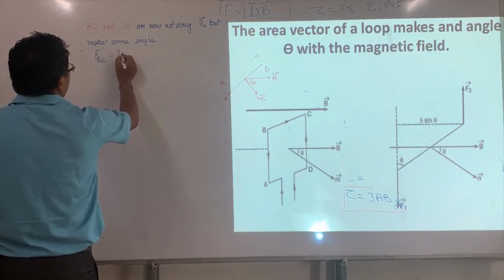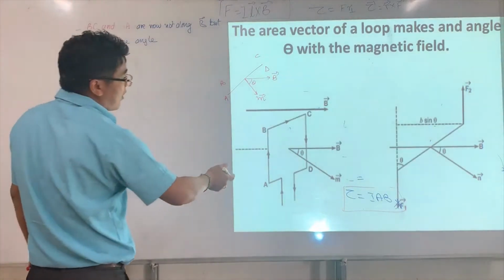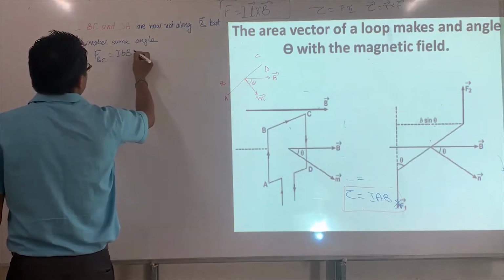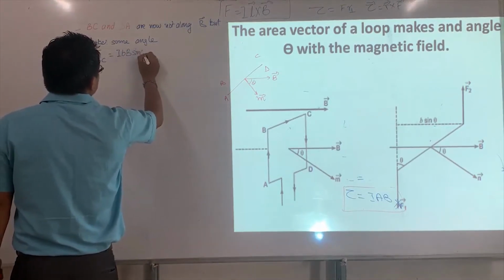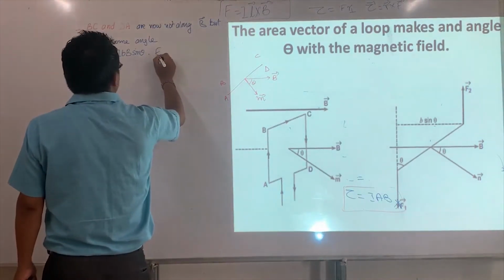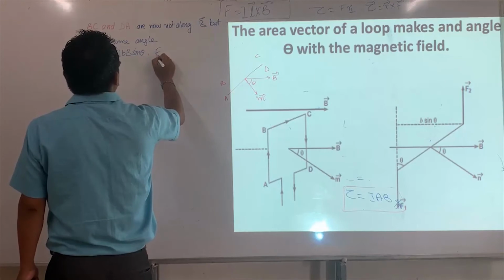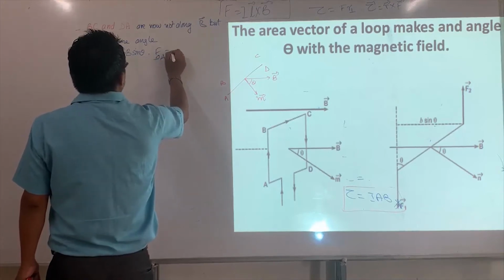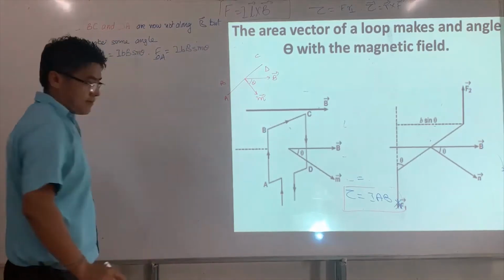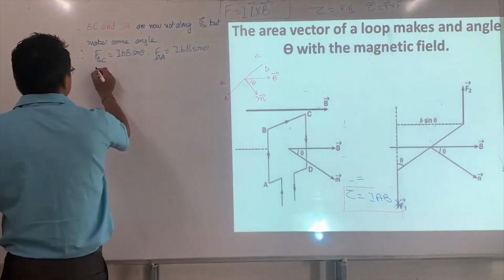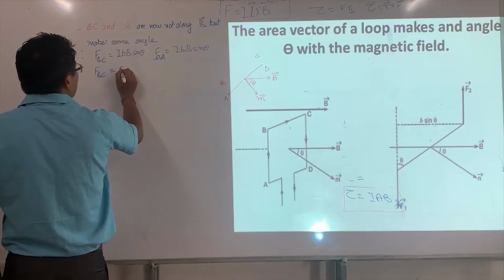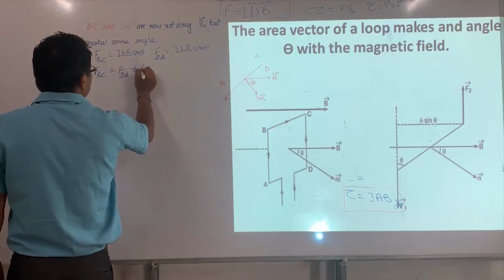This is what I call IlB sine some angle theta, right? Okay, and FB on DA is equal to IlB sine theta, right? This is what in a way I say that the forces on BC and DA are not equal to 0.